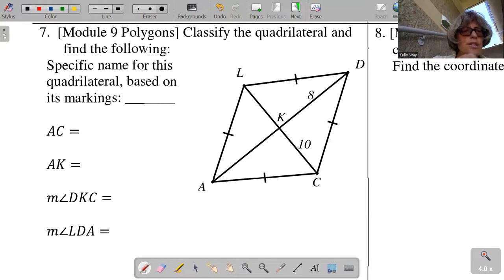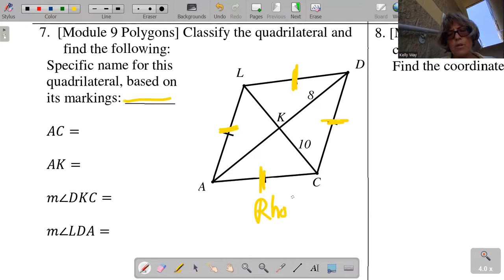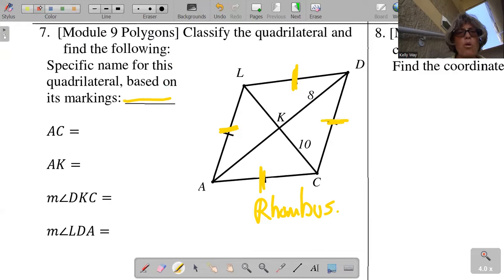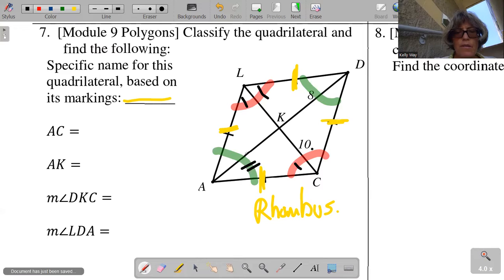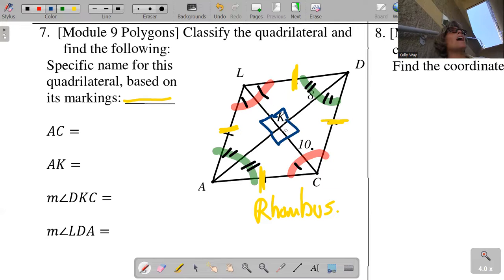Classify the sides here. What's a specific name if it's all 4 sides equal? That is a rhombus. Couple rules about a rhombus. One, these corners are being cut in half. And you have a right angle in the middle here, so you have a bunch of right triangles. All of that is true of a rhombus.